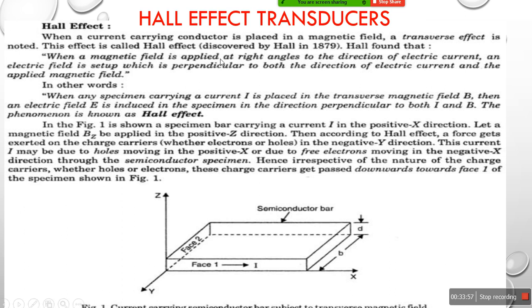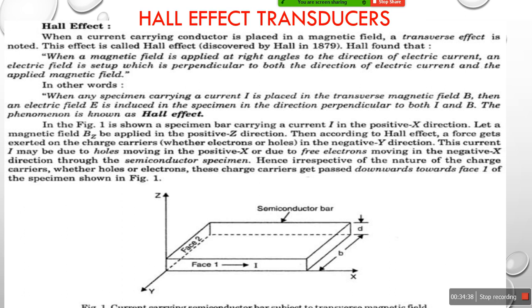When a current carrying conductor is placed in a magnetic field, a transverse effect is noted. There are various types of conductors available. Whenever a current carrying conductor is placed under the influence of a magnetic field, the conductor will be influenced because of this magnetic field. That is called a transverse effect, and this effect is called the Hall effect. It was discovered by the scientist Hall in 1879.